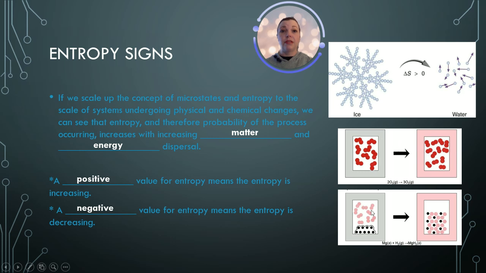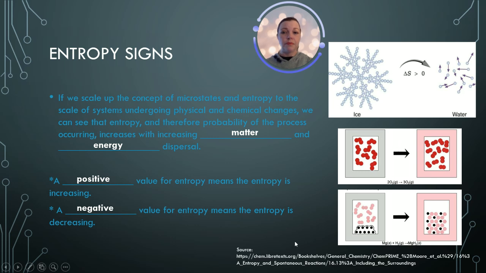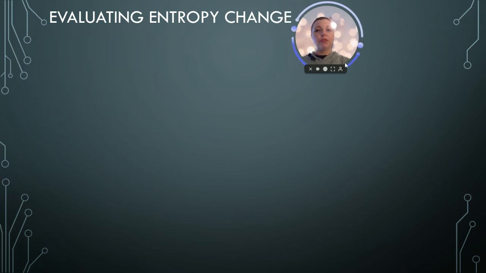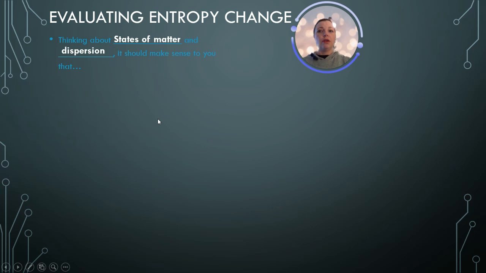Whereas before we had a gas that was present, and gas is highly dispersed. Okay, and there's your source for those bottom 2 images. So if we're going to evaluate the enthalpy change, if we think about states of matter and dispersion, it should make sense to you that a solid is less dispersed than a liquid, and a liquid is much, much less dispersed than a gas.